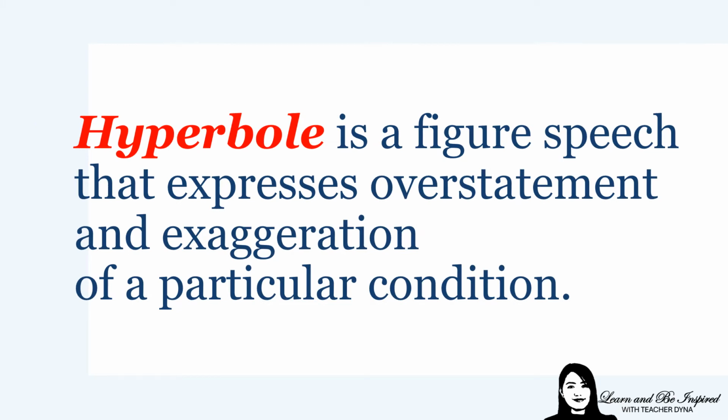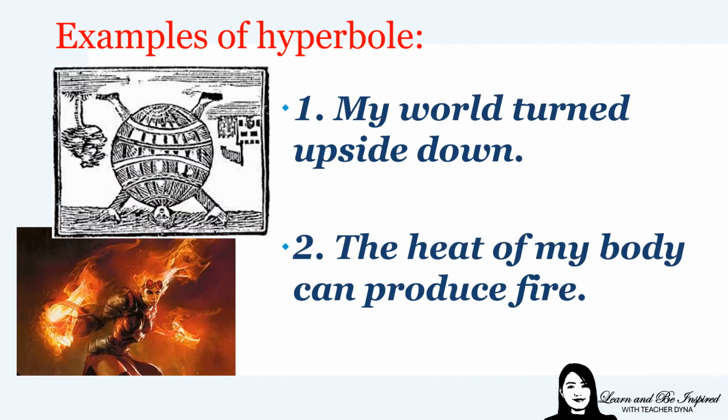We have hyperbole. It is a figure of speech that expresses overstatement and exaggeration of a particular condition. Examples: my world turned upside down. It is hyperbole because it is exaggerated. You really cannot turn the world upside down. Number 2, the heat of my body can produce fire. It is an exaggeration of heat, but then again, it cannot happen.